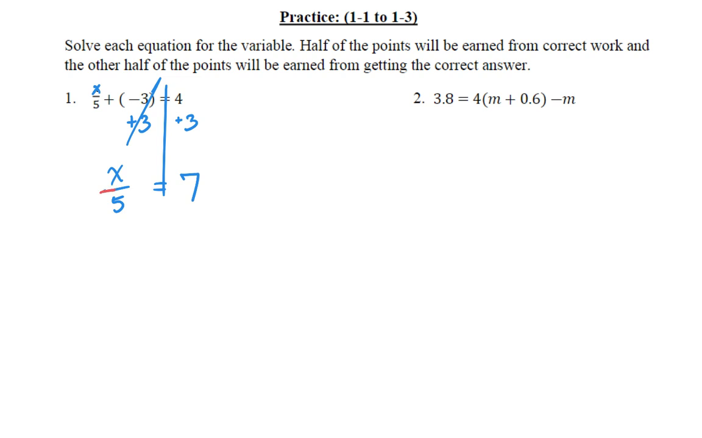Since this says divided by 5, us doing the opposite to get x all by itself would be to multiply by 5 on both sides. So I'll multiply by 5 on the left, and it undoes the divided by 5, which leaves me just with x. And then I do the same thing to the right side. So 7 times 5, and that's where I get 35.